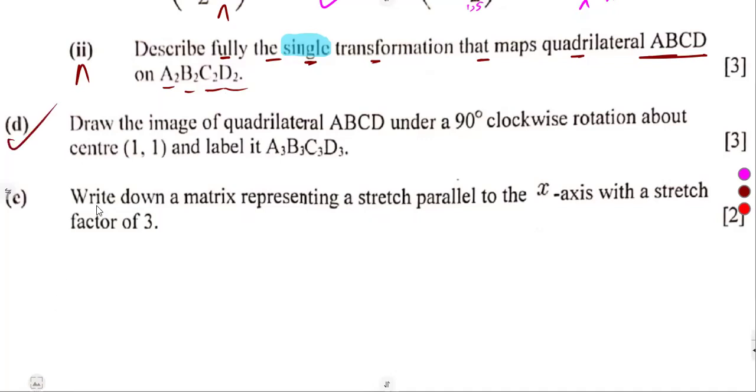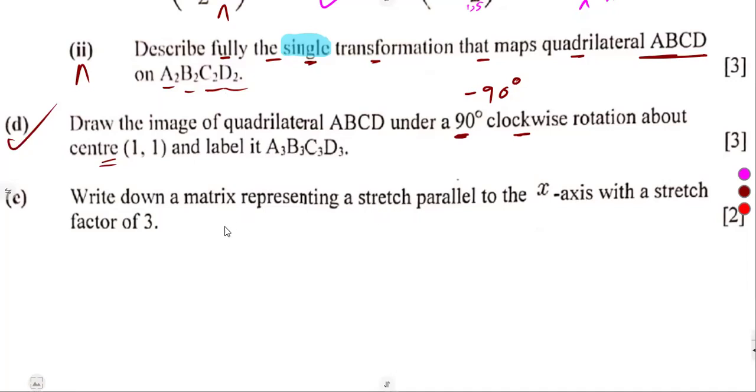Okay. So on D, we are given to draw the image of quadrilateral A, B, C, D under a 90-degree clockwise rotation about a given center. Label that one A3, whatever you're given there. No problem. Also for this one, because of the issue of the instruments, guys, we can do this graphically or by calculation.